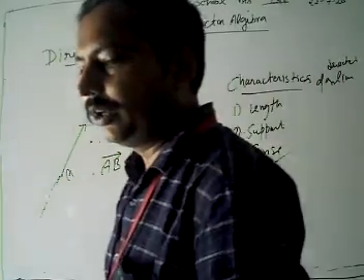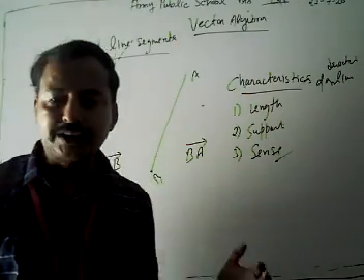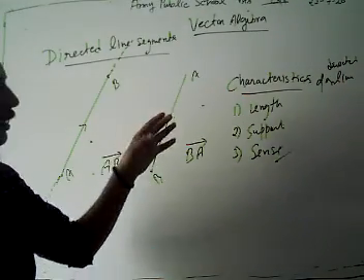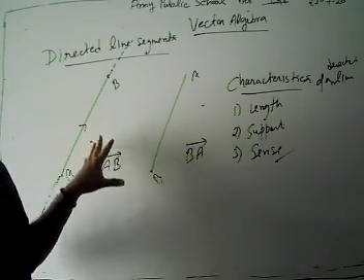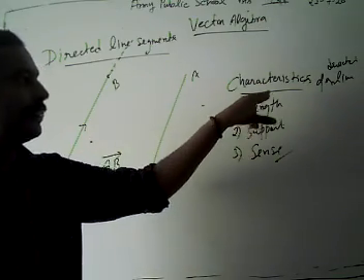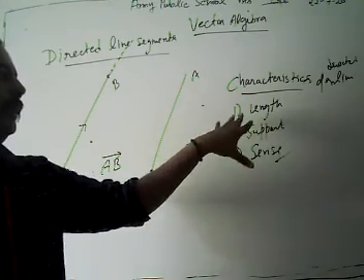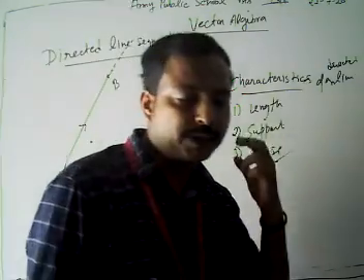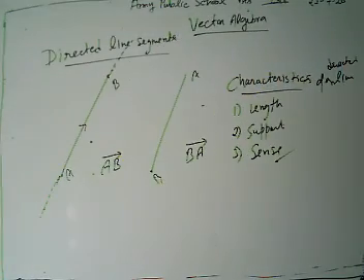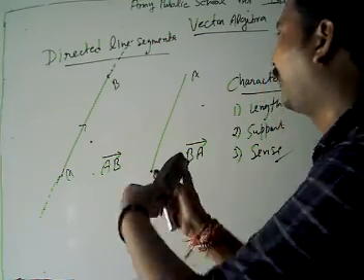Look, till now in the part on vectors we have discussed the directed line segment. In the directed line segment we have seen the three characteristics: length, then support, and then sense of the directed line segment.